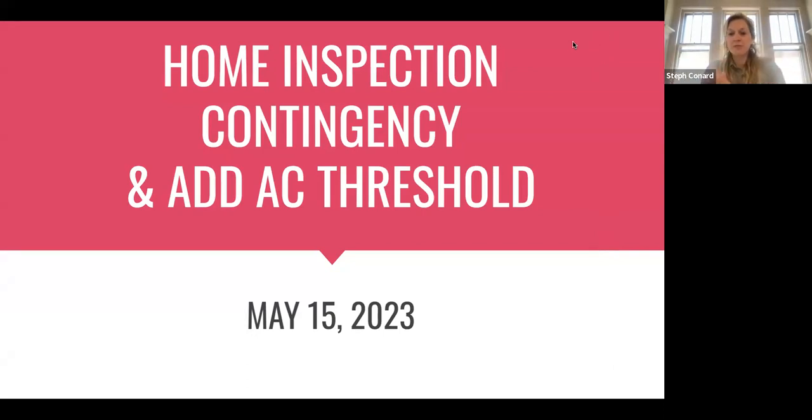So we're going to go through the home inspection contingency in detail. What's different from our trainings on this in years past is adding the Addendum AC threshold language, because that is much more common now to use. So we'll go through that at the end of going through the inspection contingency itself. As always, I want to remind everybody to stop me at any time to ask questions. I hope that everybody is muted right now, but unmute yourself if you do have a question, and we'll get into it.